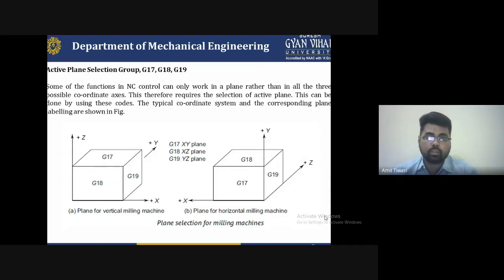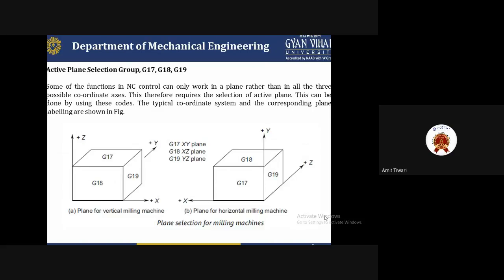Whenever you are using the planning for the milling machine, while working with the milling machine, the plan selection for the vertical milling machine is shown in this diagram, and the plan selection for the horizontal milling machine shows the Z direction. So you can see here this Z direction is very easy to use. That is G19. This indicates the YZ plane. Okay, you can see this section.